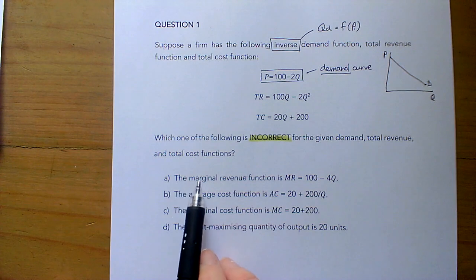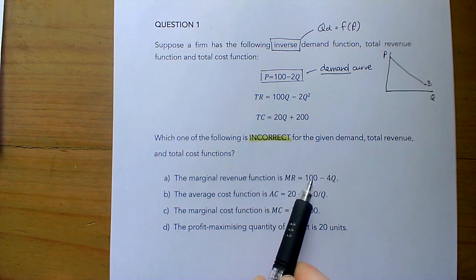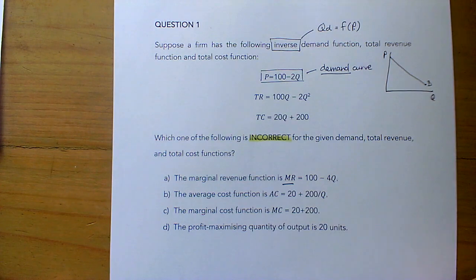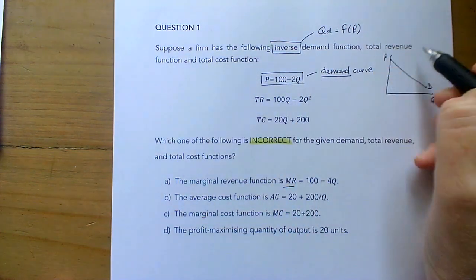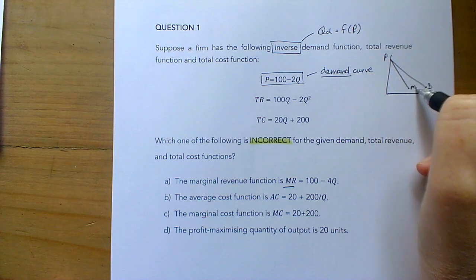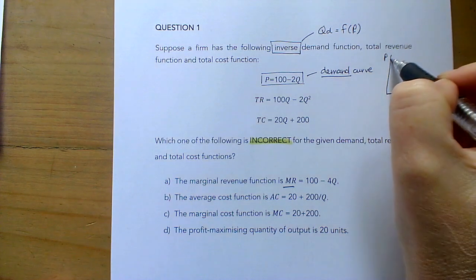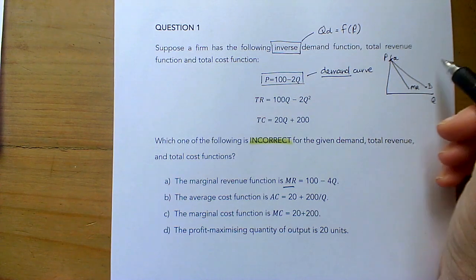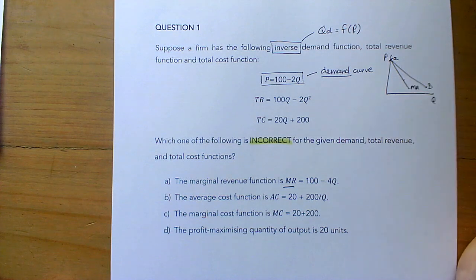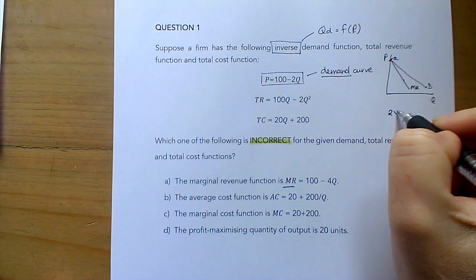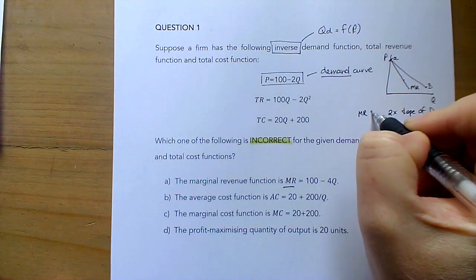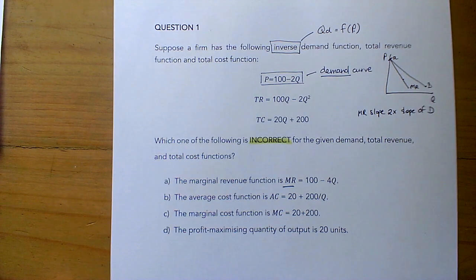Question A then asks, is the marginal revenue function MR equals 100 minus 4Q? So how are we going to find the marginal revenue function using the information we have? What we can use is our existing demand curve, because from the theory in core, we know that demand and marginal revenue have the same y-intercept. And we can prove mathematically that the slope of our marginal revenue curve is twice as large as the slope of the demand curve.